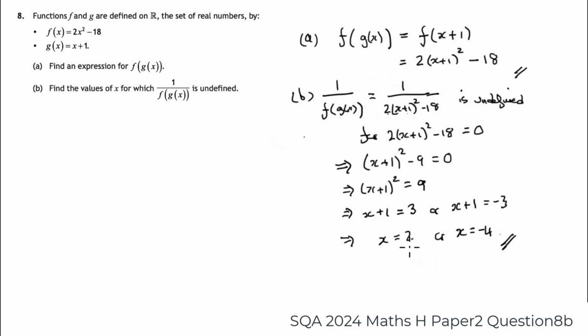Now we can check that these are correct. If we put 2 in place of x, 2 plus 1 is 3, 3 squared is 9, 2 9s are 18, we get 18 minus 18, and this would become 1 divided by 0, and that's not defined. Also, if x was negative 4, negative 4 plus 1 is negative 3, negative 3 squared is 9, 2 9s are 18, and this becomes 1 over 18 minus 18, 1 over 0, which is not allowed. So we've found two values for x where this calculation is undefined.